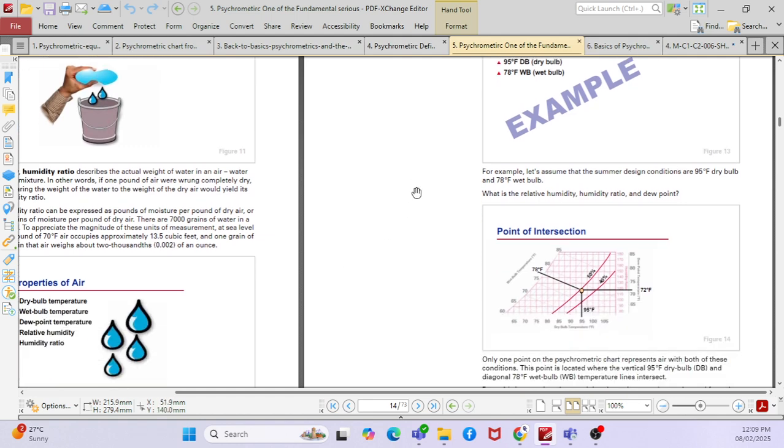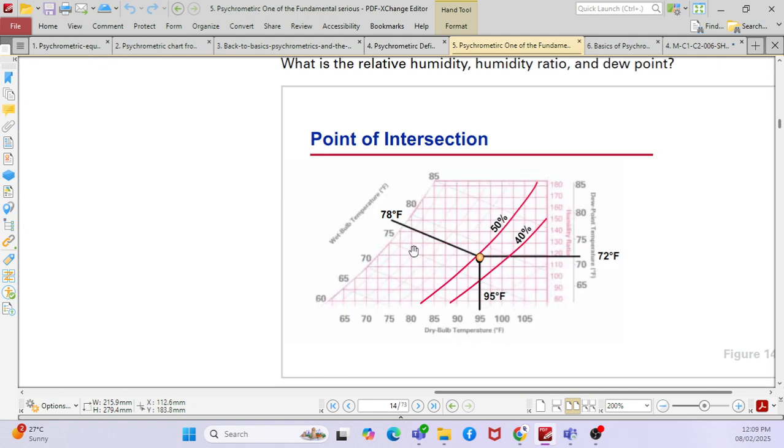Say for example, when you go to the psychrometric chart, this is the psychrometric chart here. You have a dry bulb temperature and you have a wet bulb temperature. Then this is the dew point temperature, you can say. Then this is the humidity ratio and this is the relative humidity. Step by step you can see, right?